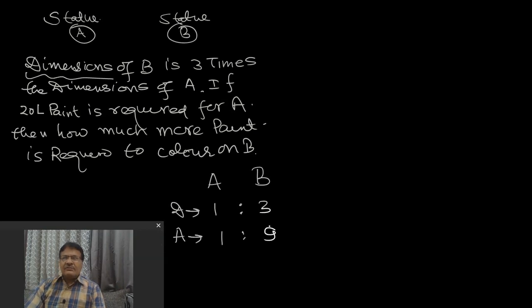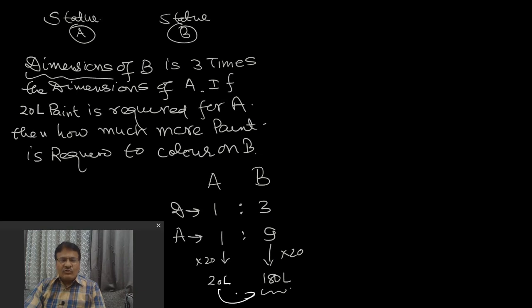Why am I calculating the ratio of area? Because coloring on any body is purely related to the surface area. Is that clear? So the ratio of area is 1:9, and when the area is 1, then 20 liters of oil paint is required. So when the area is 9, how much will be required? 20 times 9, that is 180 liters of oil paint.